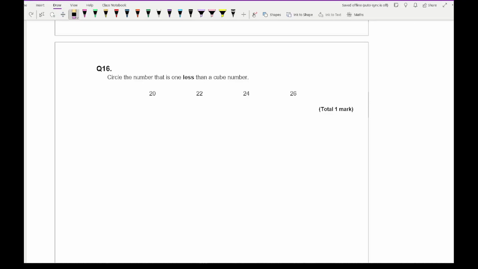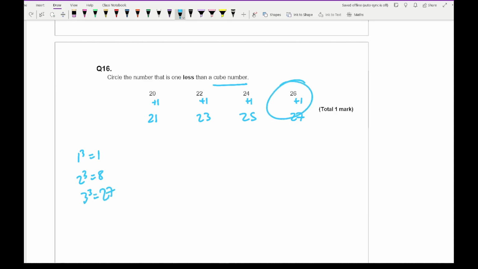So looking at question 16, it says circle the number that is 1 less than a cube number. So all I need to do here is add 1 to each of these numbers and see which one is a cube number. So this is going to be 21, 23, 25 and 27. Now because it's a cube number, we're looking at 1 cubed, which is 1, 2 cubed, which is 8, 3 cubed, which is 27, and there we have our winner.